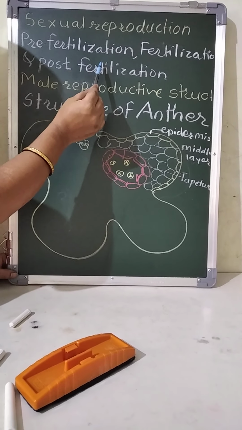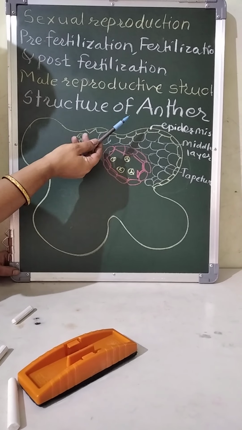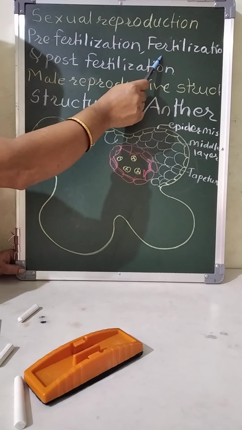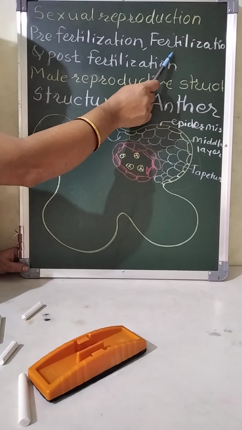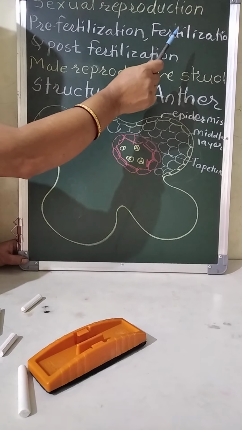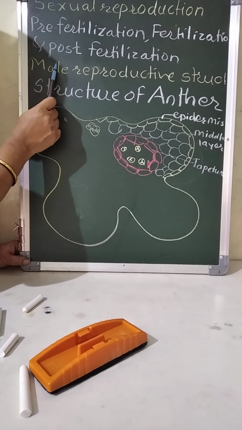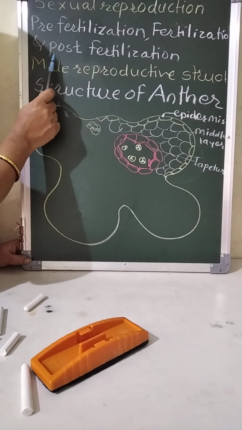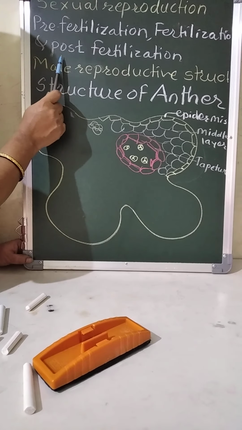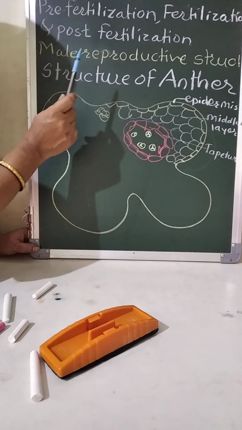We will see later on the formation of male gamete and formation of female gamete. Then after that, fertilization means union of male and female gamete to form a diploid structure, that is zygote. And last, there are changes in the ovary after fertilization. We will see in post-fertilization changes.